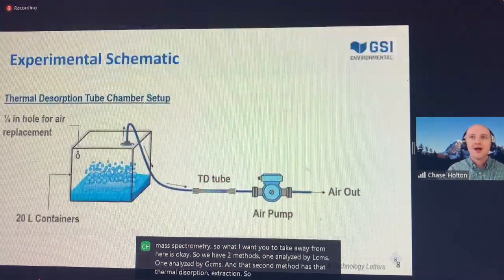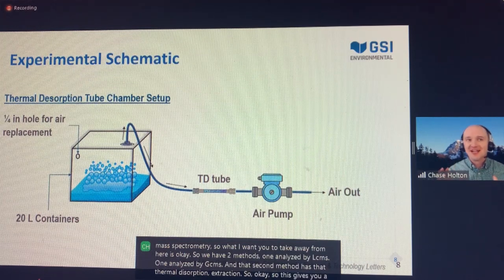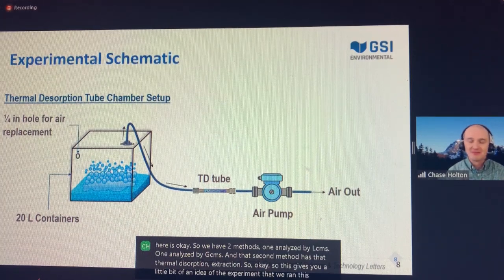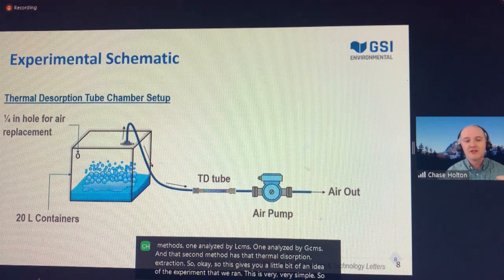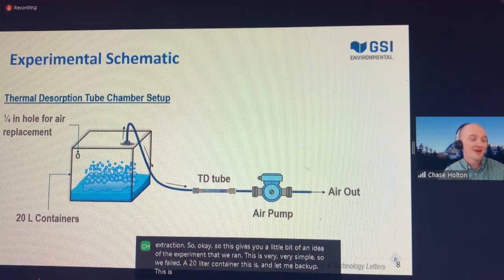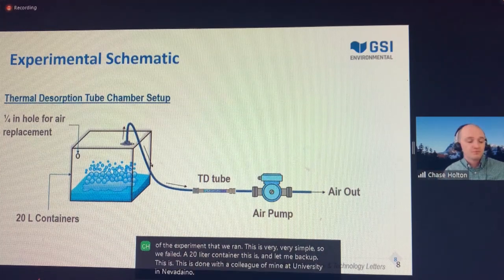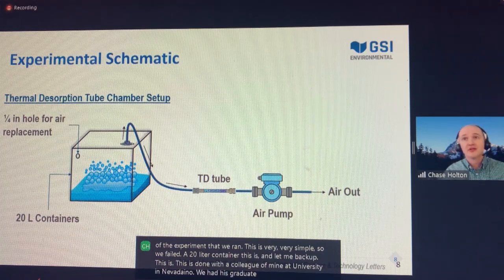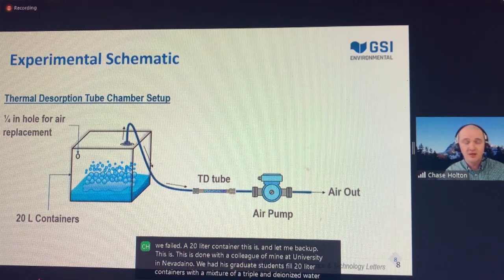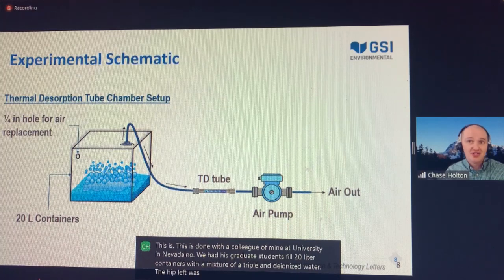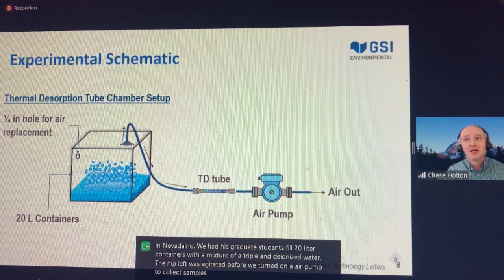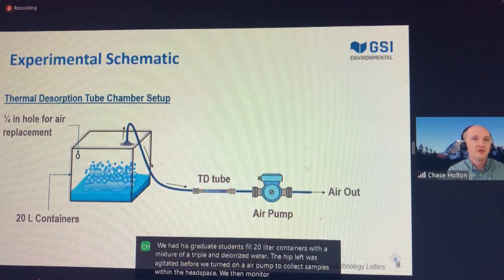So this gives you a little bit of an idea of the experiment that we ran. This is very, very simple. Let me back up. This was done with a colleague of mine at University of Nevada, Reno. We had his graduate students fill 20-liter containers with a mixture of AFFF and deionized water. The AFFF was agitated before we turned on an air pump to collect samples within the headspace. We then monitored temperature, relative humidity, and air flow rate.